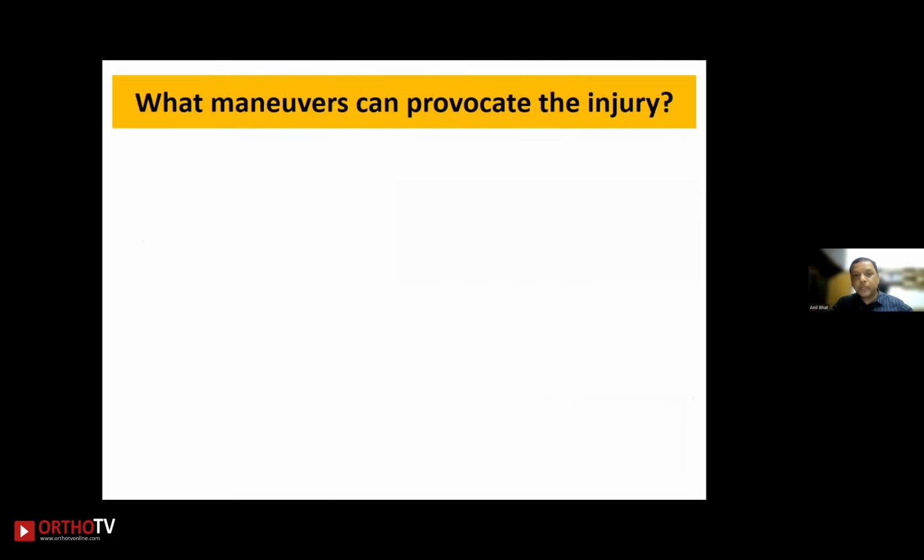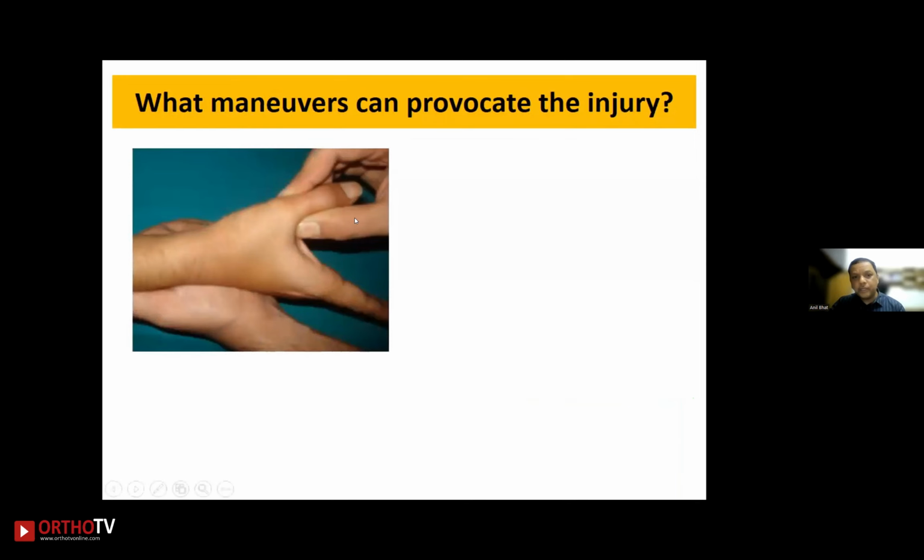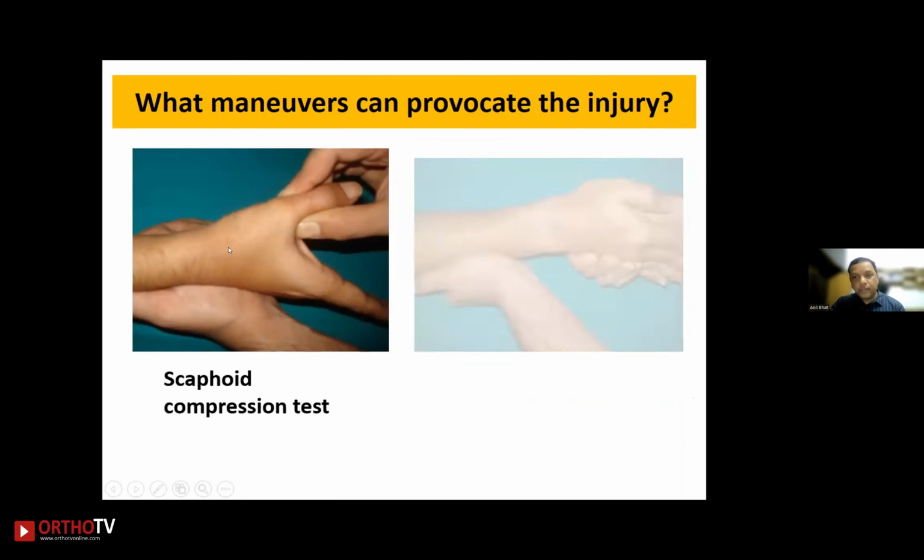Can you increase your findings of these fractures on clinical examination? Basically, you're provoking the injury. If you give an axial compression like this, it's similar to how the patient might fall. There could be tenderness there. This is called the scaphoid compression test.